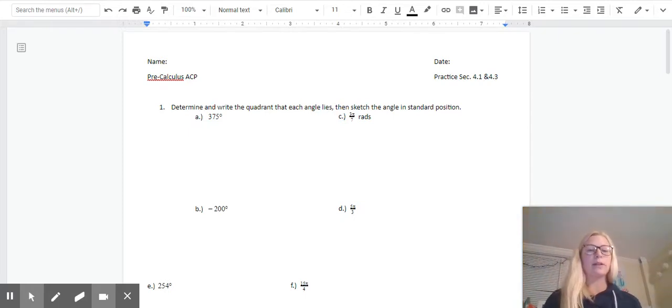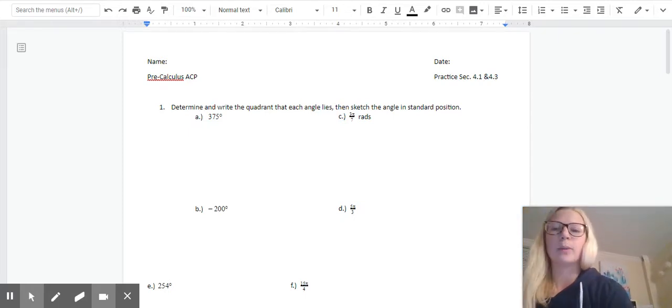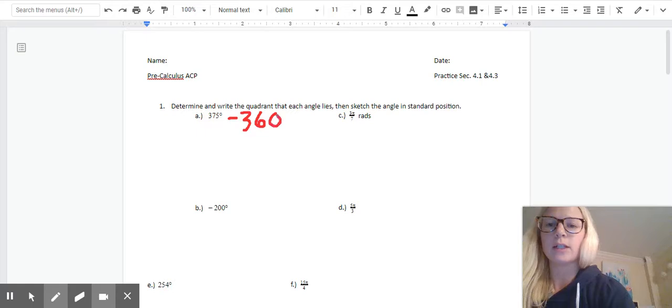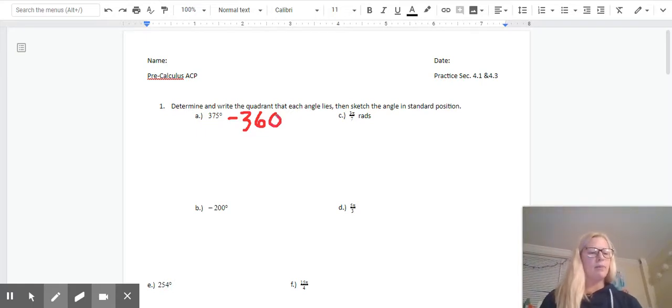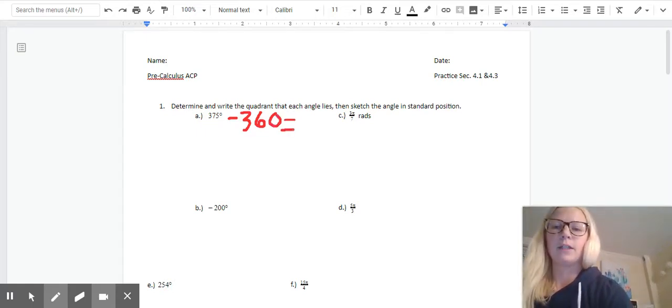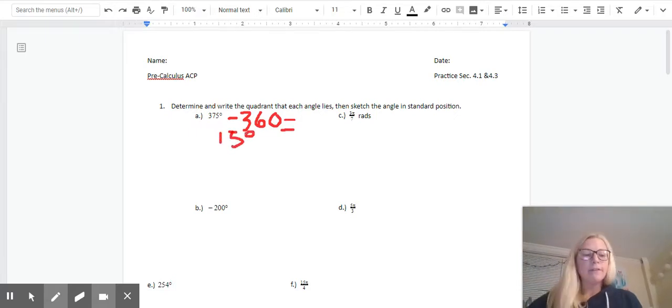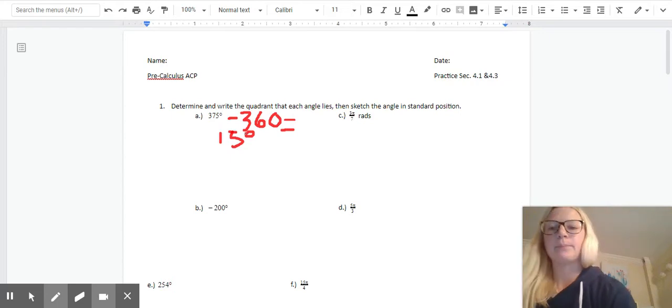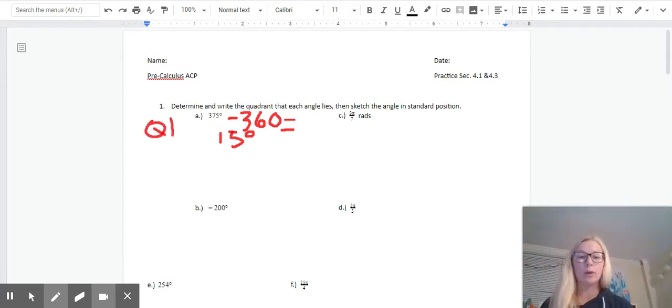So what we have to do is subtract 360 so we get an angle that is within the intervals. So we are going to do just that, minus 360 degrees. And if you have 375 minus 360, you get 15 degrees. So 15 degrees lies in the first quadrant because, as you can see, the first quadrant goes from 0 to 90. So the first part of this question, done. It is in Q1.